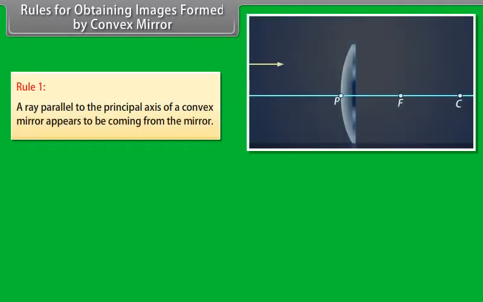Rules for obtaining images formed by convex mirrors. Rule 1. A ray parallel to the principal axis of a convex mirror appears to be coming from the mirror.